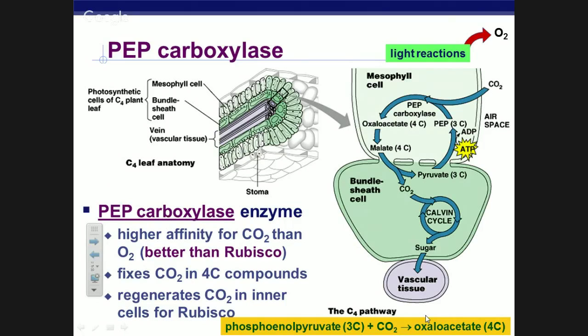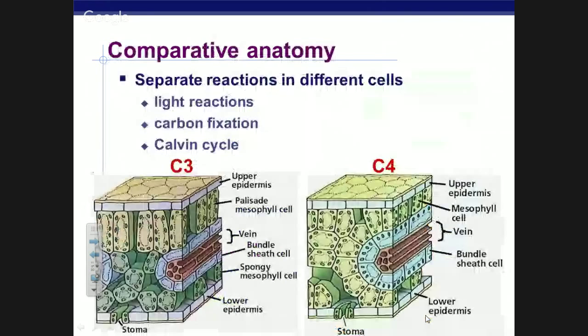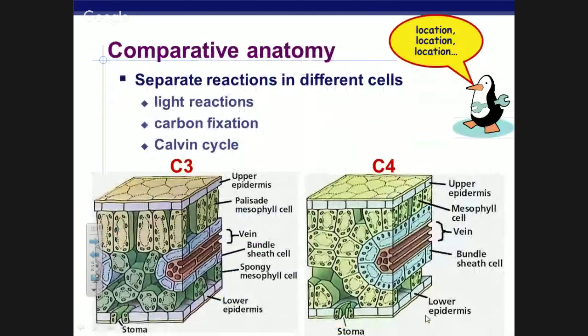Just a lot of information in a short time period on that. The last thing we have to do is talk about CAM plants. And now look, before we do that, this is regular C3 plants. Do you see the difference? These mesophyll cells, and then here's the bundle sheath. A little bit different.